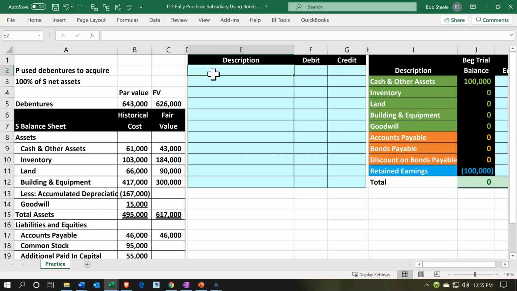So we're talking about the company that's purchasing. P company here is making the purchase. We're going to be recording this transaction on P company's books. So then I would say, okay, what is P getting?